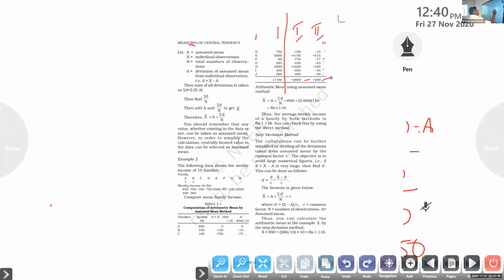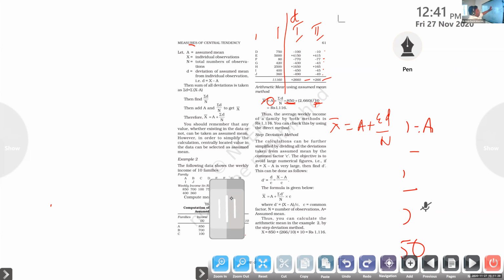Clear. And we are going to apply these numbers in this equation. What is that? X bar is equal to a plus sum of d divided by n. What is the assumed mean here? The assumed mean is 850 plus sum of d. The first set of data that we created is the d here, so we used that data here, 2660, divided by n. What is the number here? 10 is the number. So what is the answer? In the direct method also we got the same answer, right? 1116.